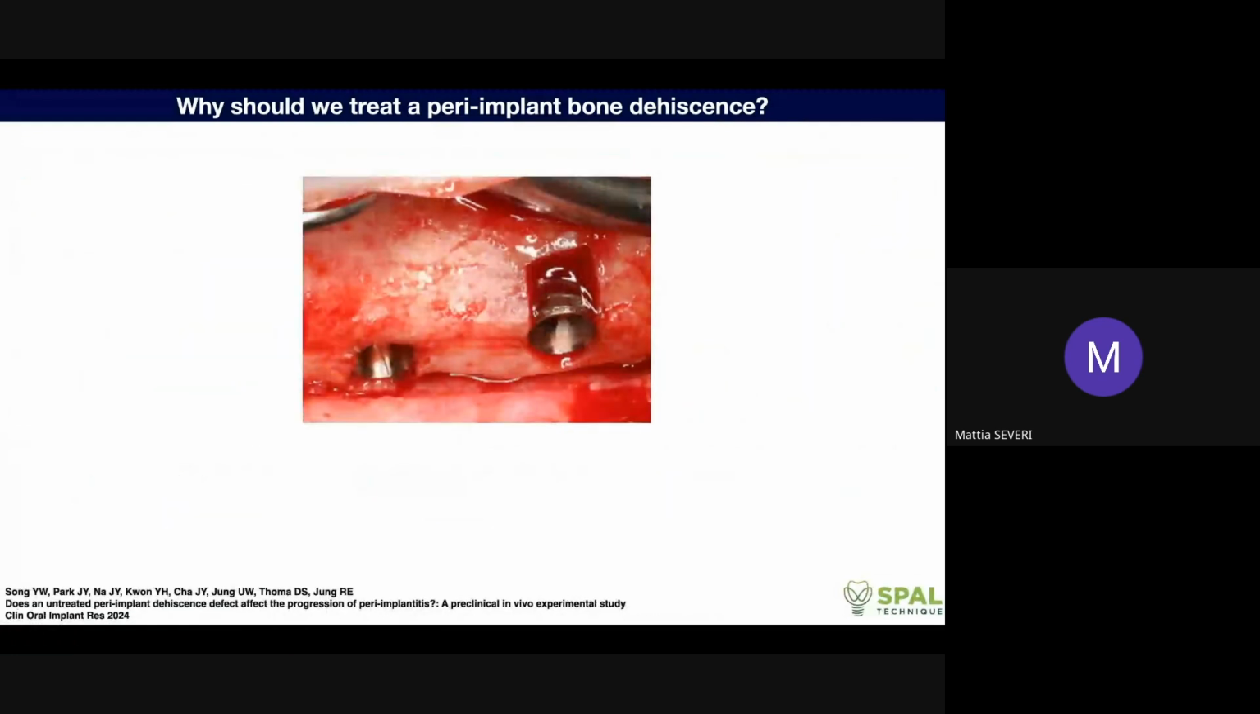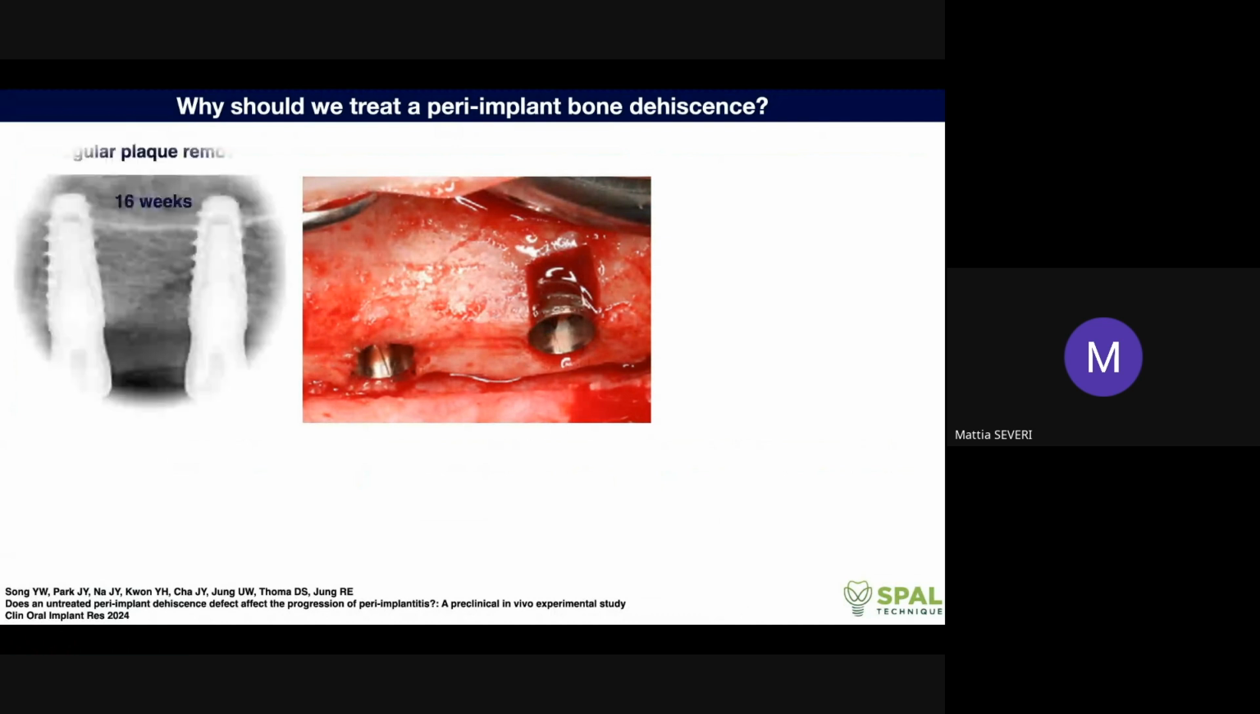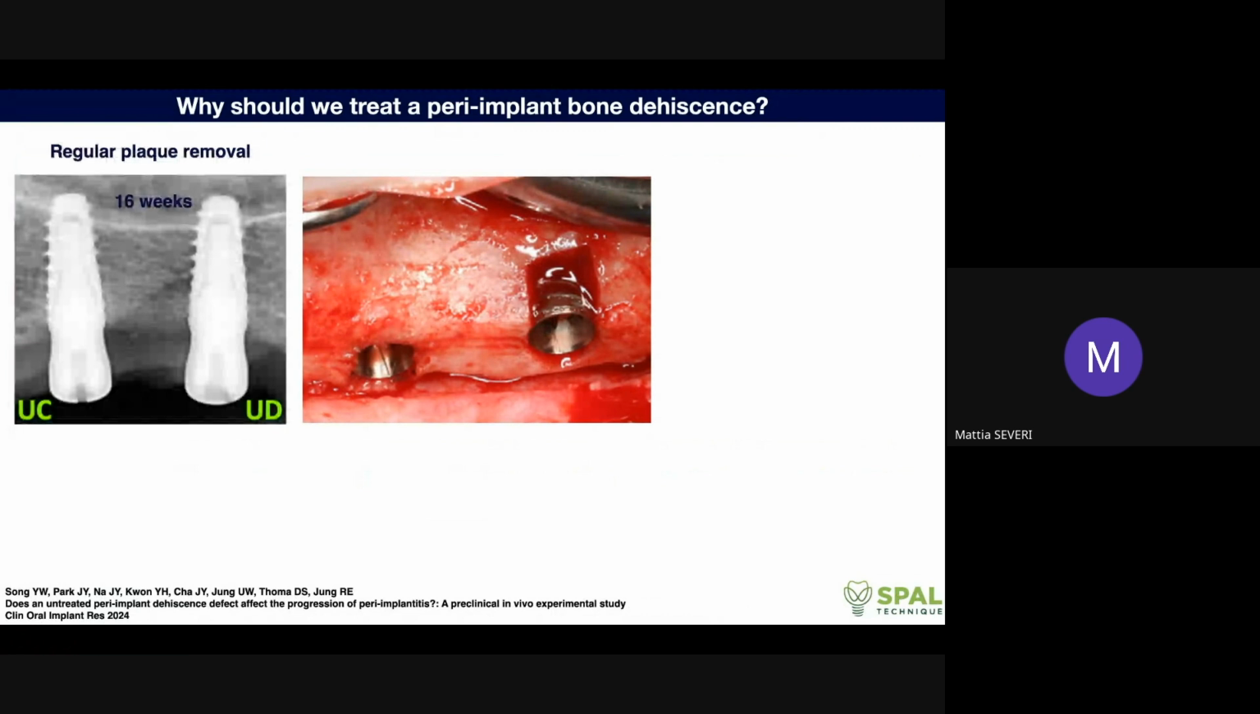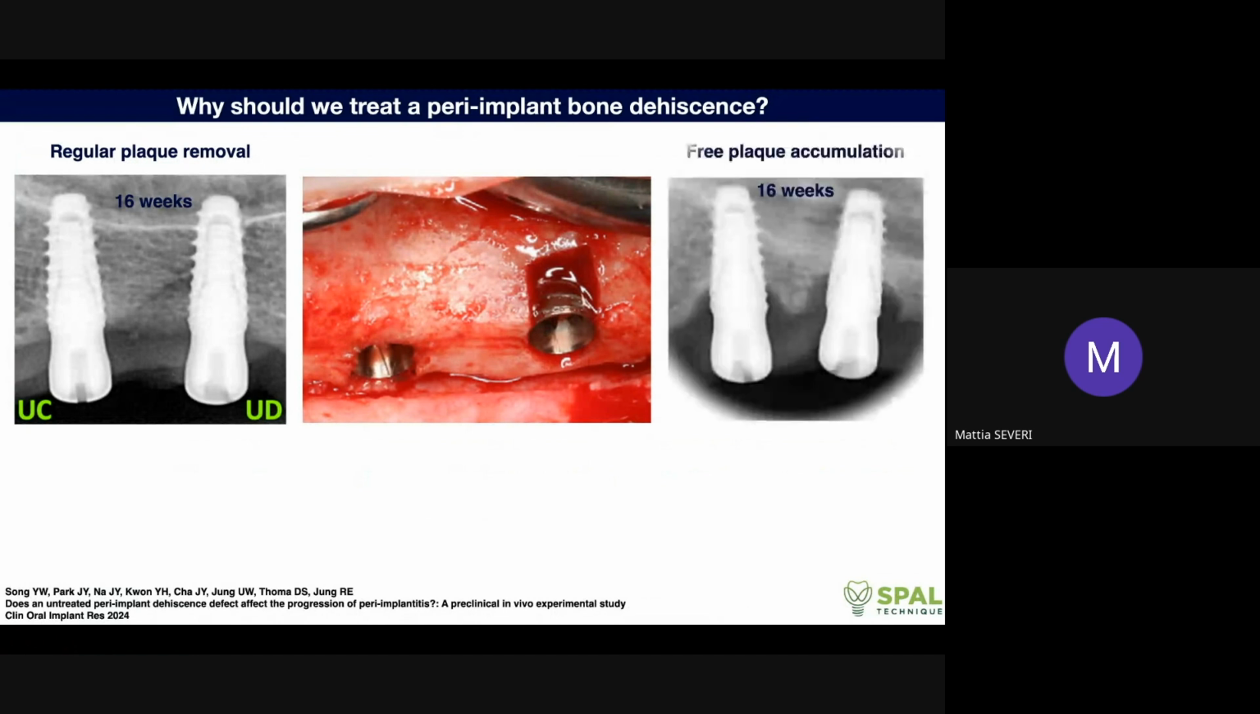Finally, we can see in this animal study, where implants were intentionally placed completely surrounded by bone or with experimentally induced buccal dehiscence, radiographic bone levels were substantially better or comparable in both types of experimental model when regular plaque removal was performed. But instead, a far greater bone loss was observed in implants presenting a peri-implant bone dehiscence at placement when free plaque accumulation was allowed.